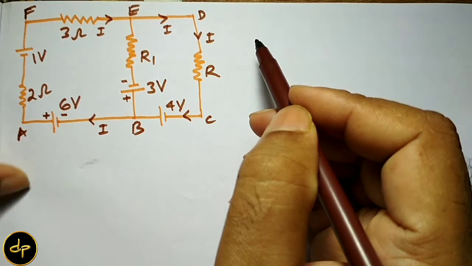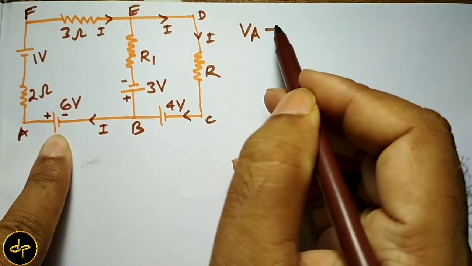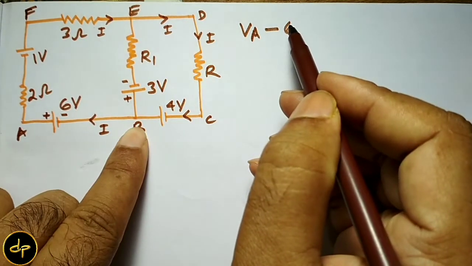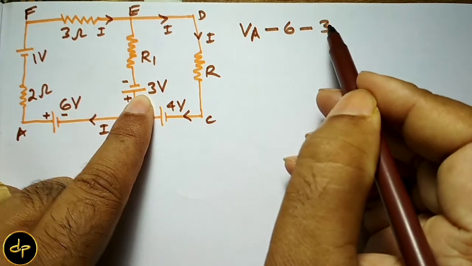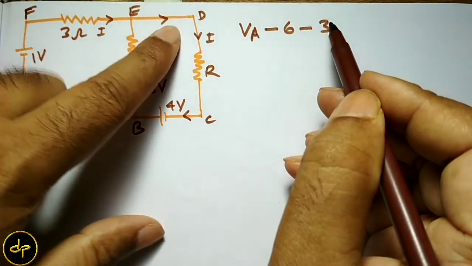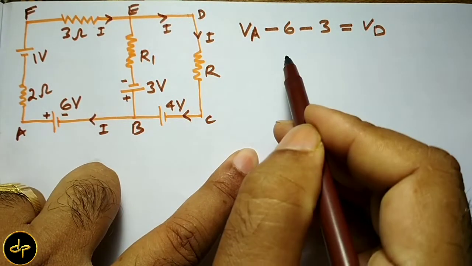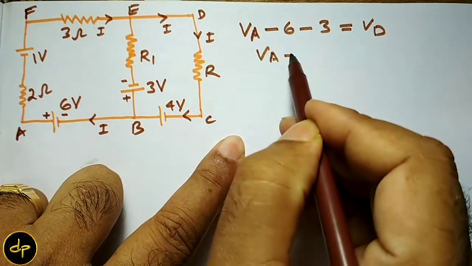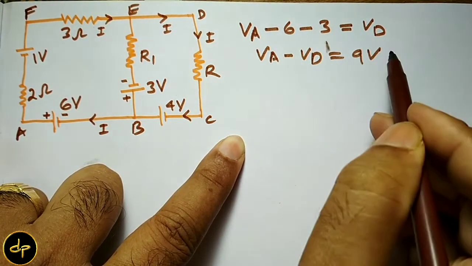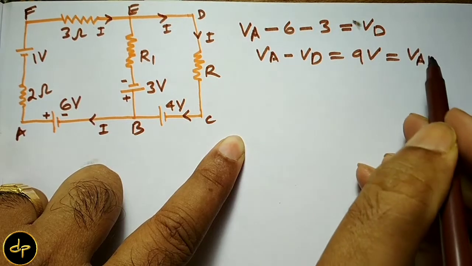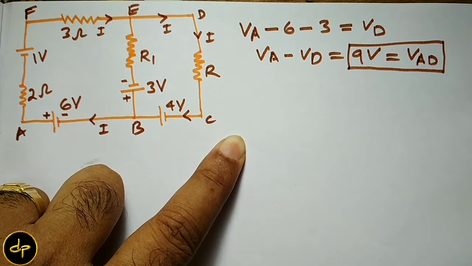So we can write VA, then minus the potential of 6 volt, and then this path is again minus 3 volt, and there is no drop here, and then we come here, which is equal to VD. So this becomes VA minus VD equal to 9 volt. That is the value of the potential VAD. So this is the answer: the potential difference is 9 volt.